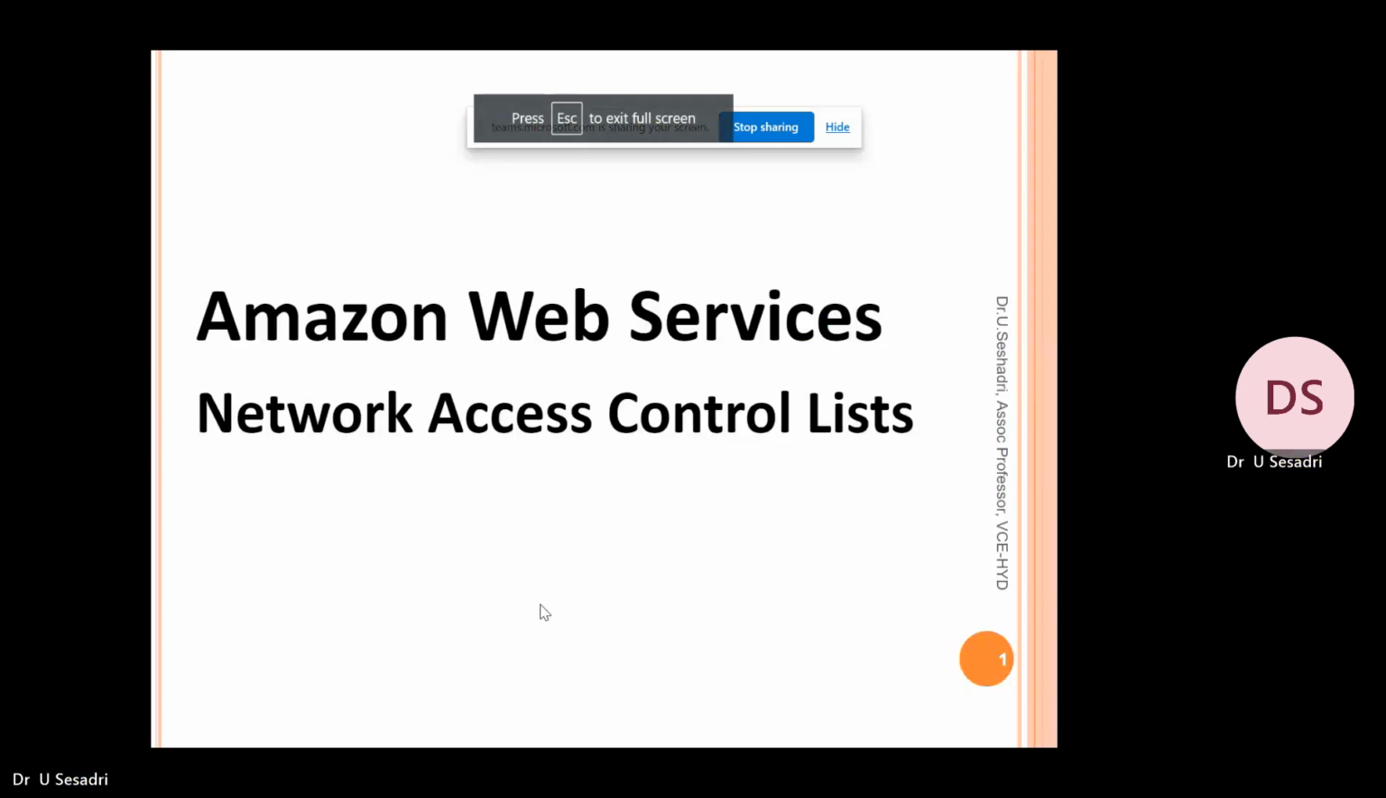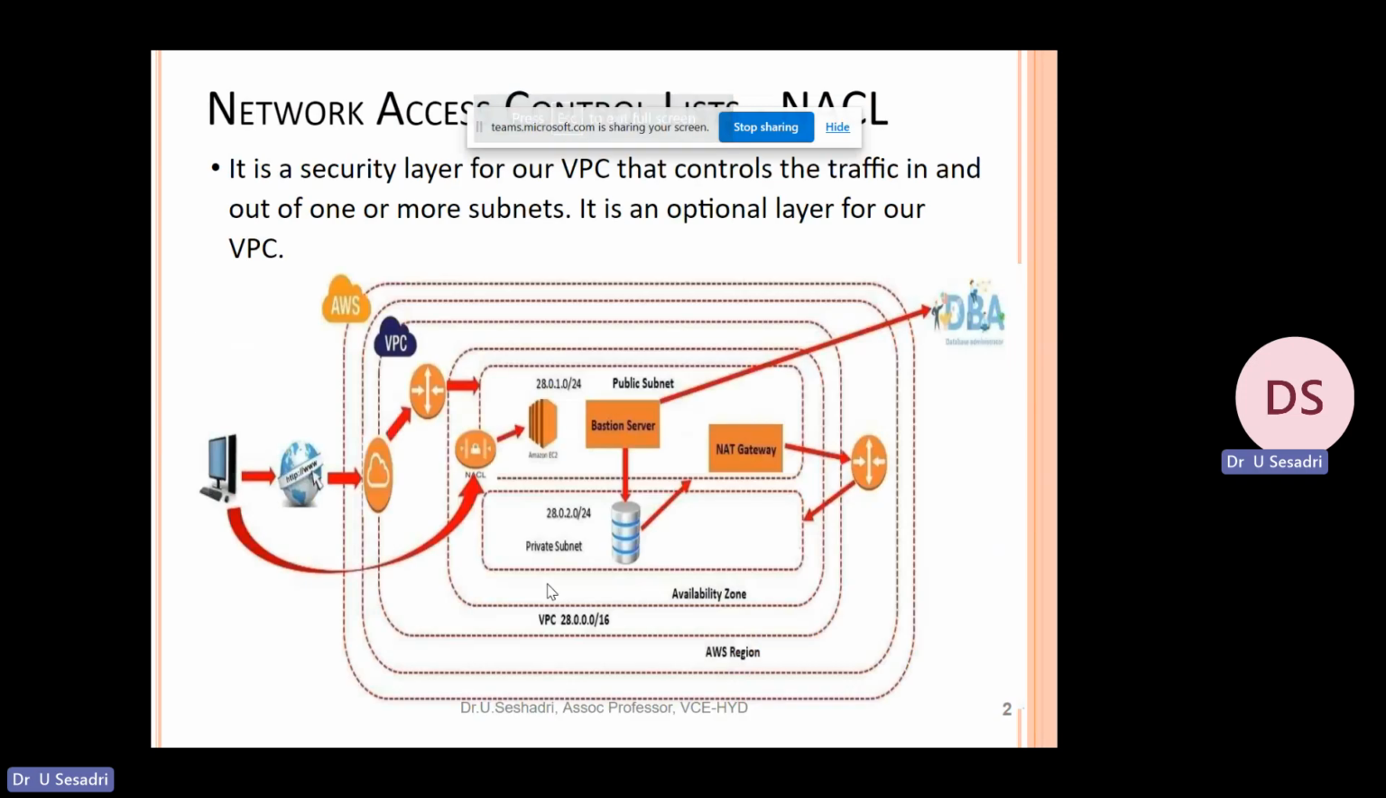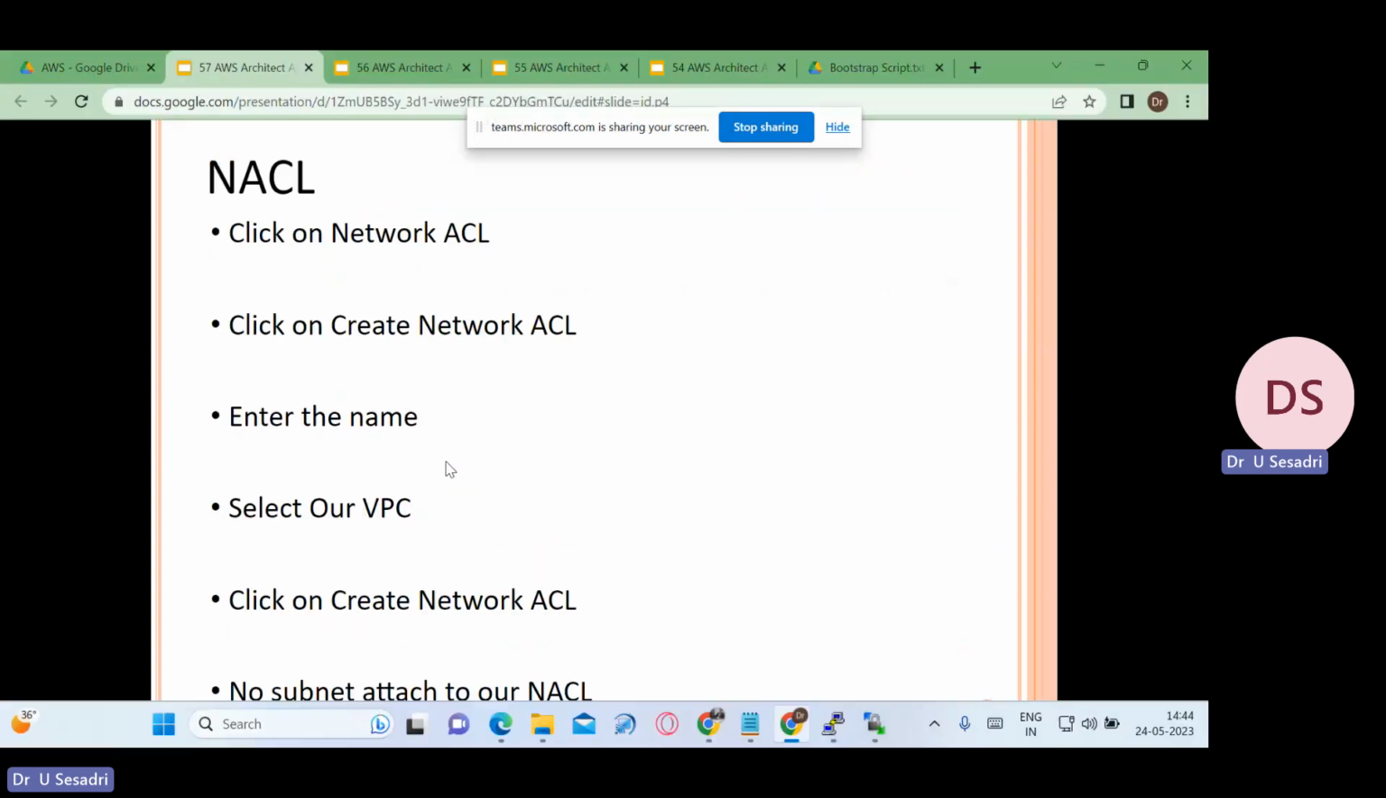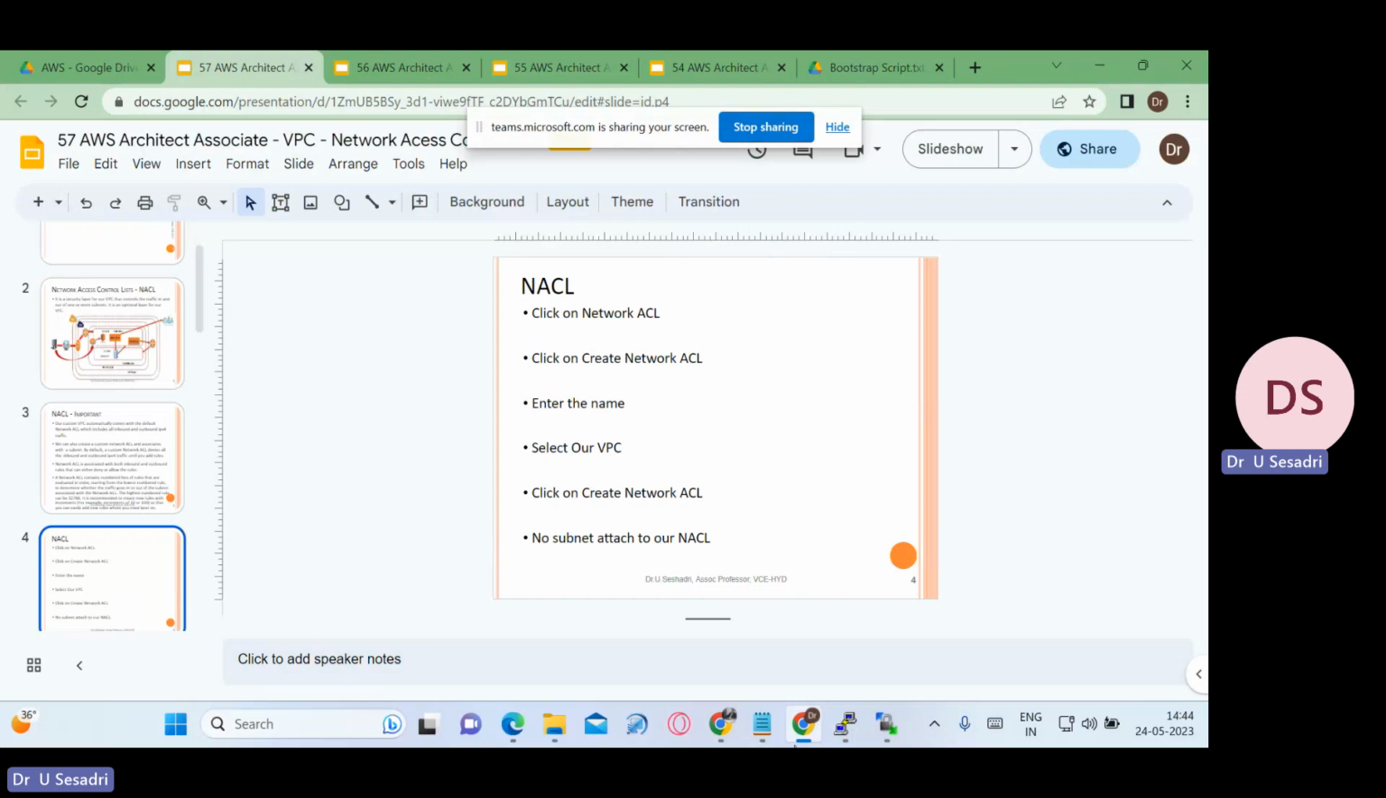It is an additional layer of security for our virtual private cloud. It is controlling traffic in and out. Whatever the incoming or outgoing traffic, the network access control list provides the additional layer of security. Generally, we use increments of 10 or 100 for the rule numbers in the NACL. How we can do this, I can explain with hands-on.